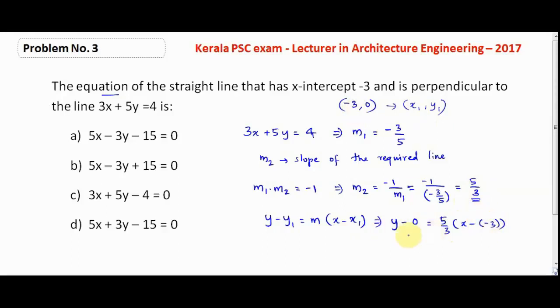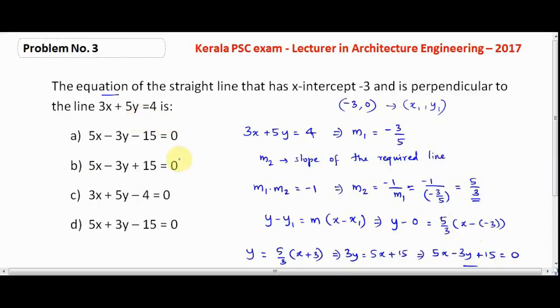Let's simplify this. The left hand side will be y equal to 5 by 3 into x plus 3. Now let's cross multiply. What we get is 3y is equal to 5x plus 15. So we will get the equation of the line as 5x minus 3y plus 15 equal to 0. This answer is given by option B here. Option B is the right answer.